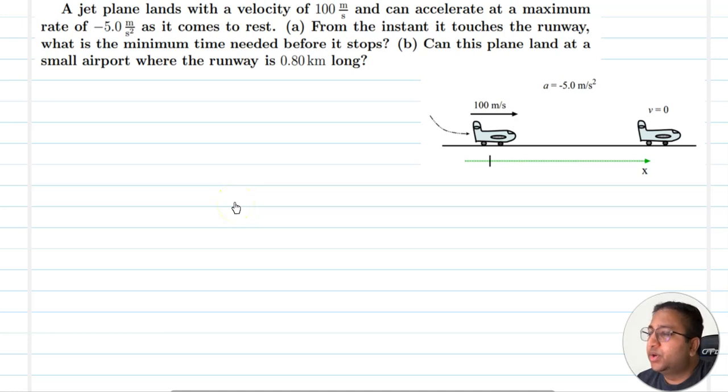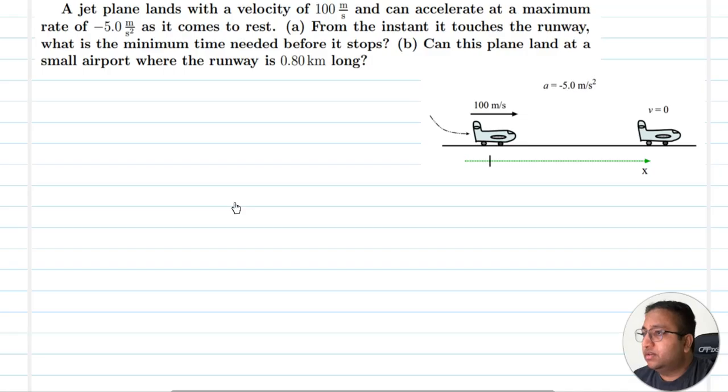In this video, we are going to solve a physics problem related to a jet plane. In this problem, a jet plane lands with a velocity of 100 meters per second and can accelerate at a maximum rate of -5 meters per second squared as it comes to rest. So the physical situation is being given in the image.